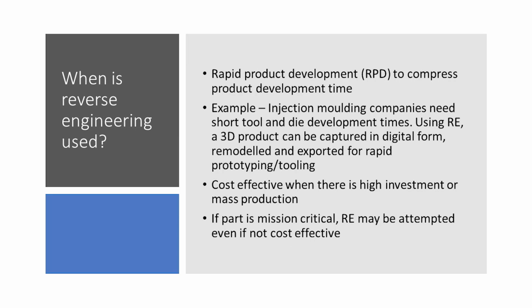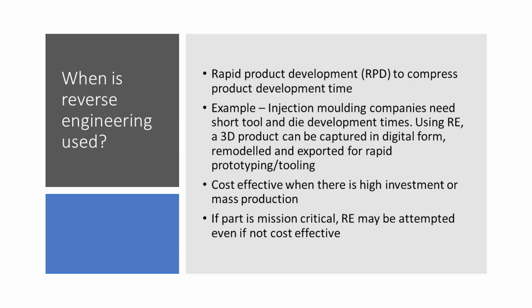So, when is it used? Well, reverse engineering helps you to carry out rapid product development. Okay, so, you develop products quickly, it helps you compress product development time. So, let us say a new smartphone has come out, instead of guessing what is there in that smartphone, if you open it up and you find out all the components, then you can realize your own product in lesser time. So, an example is that of an injection molding company.